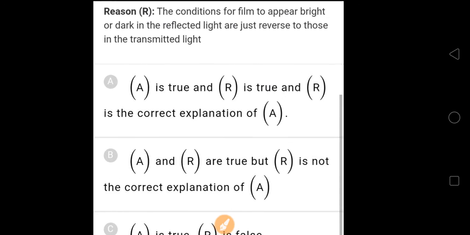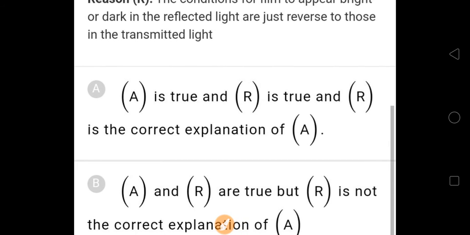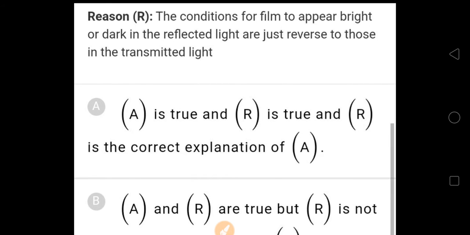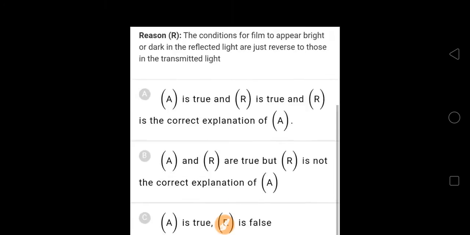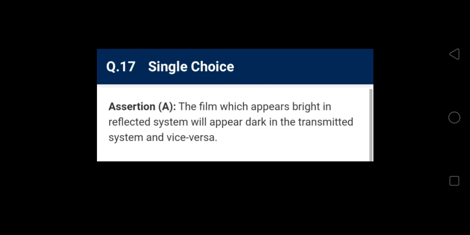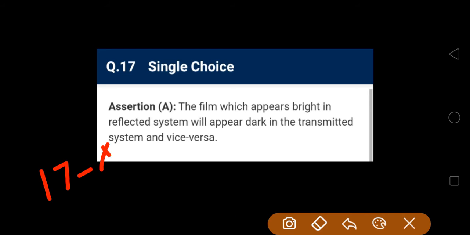Therefore, the reason is absolutely true, and it explains the assertion. So A is true and R is true, and R is the correct explanation of A. So the question number 17, option A.